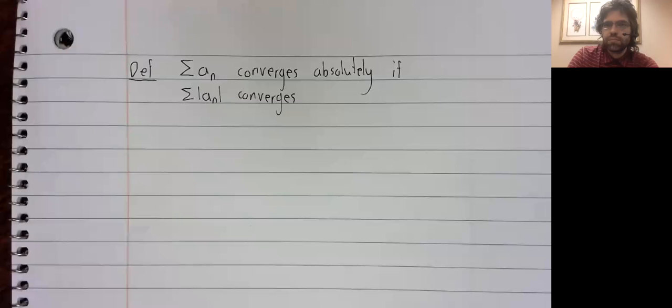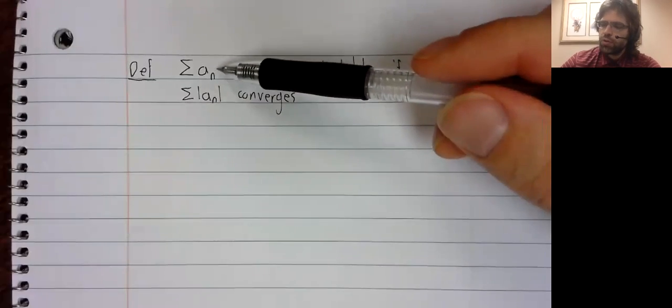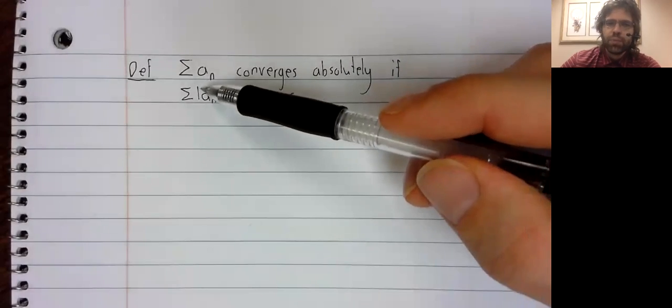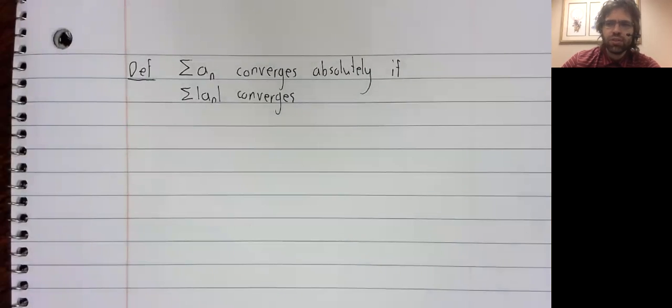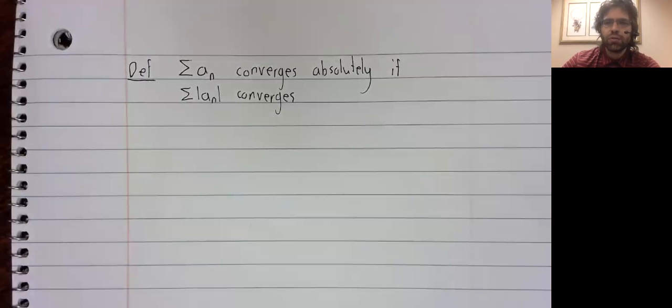Let's define absolute convergence. A series converges absolutely if you can replace all the terms of the series with their absolute value, and the resulting series converges. So this converges absolutely if we can put absolute value signs around these terms, and it still converges.